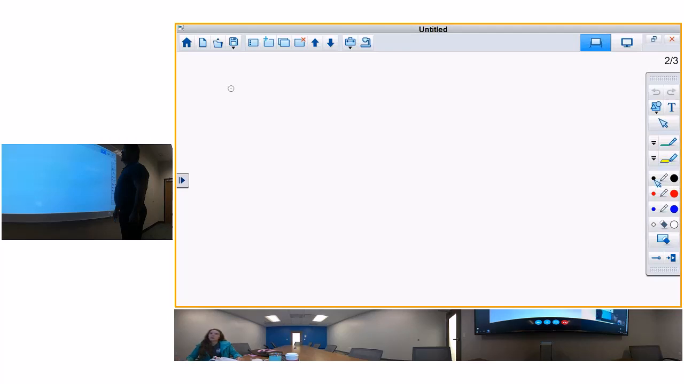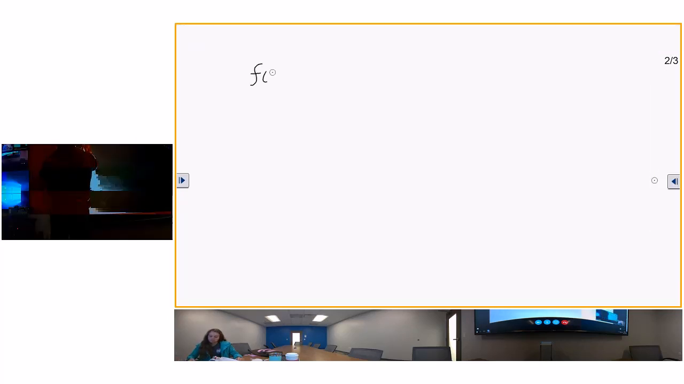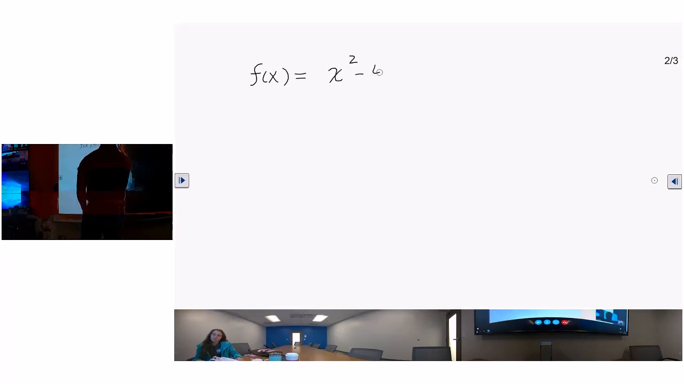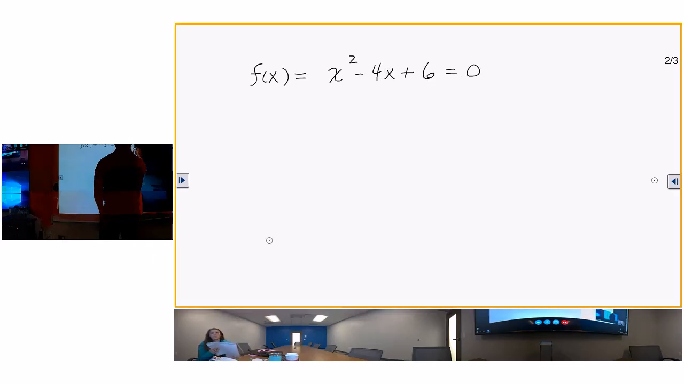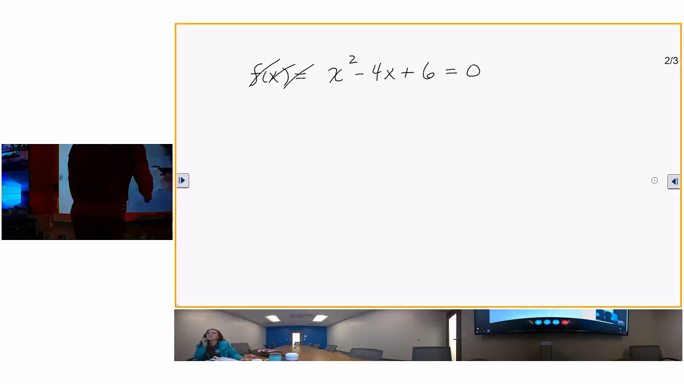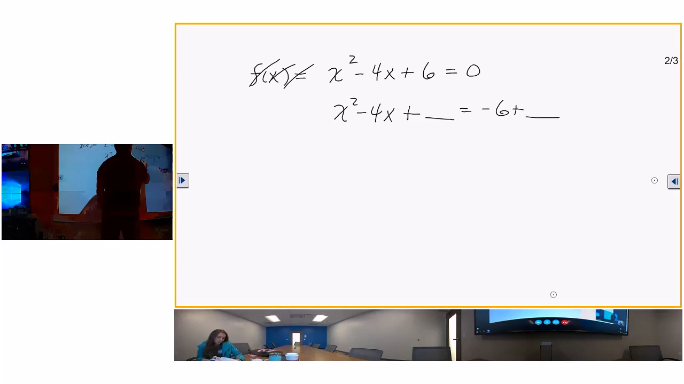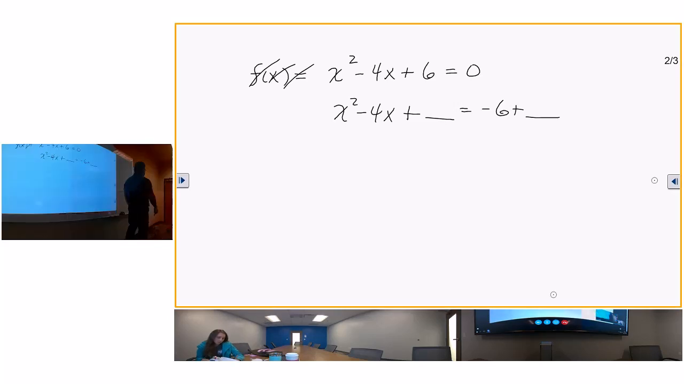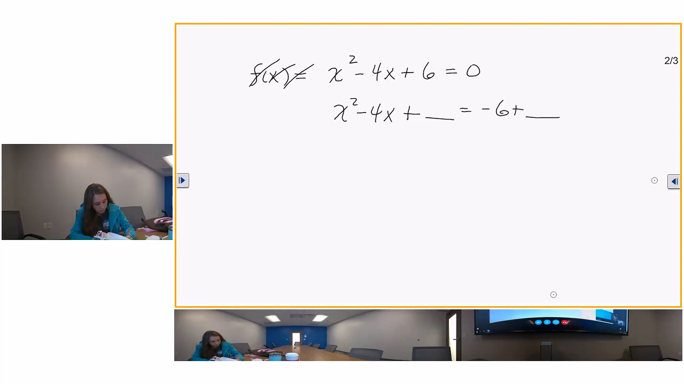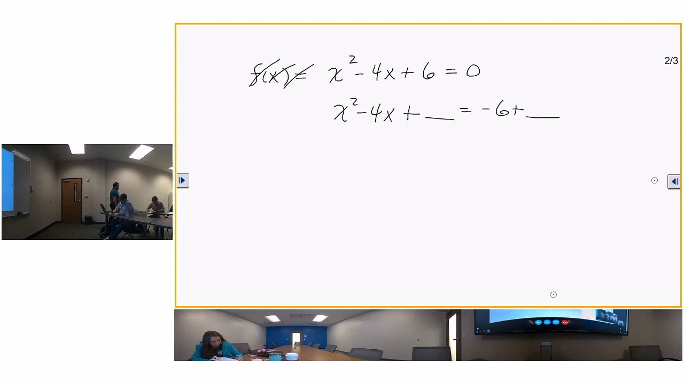Okay? Okay. So let's go with f of x is equal to x squared minus 4x plus 6 equals 0. Of course I don't worry about that because you don't need it. So what do I do first? Move the 6. All right, I'm going to let y'all finish it. I'll give you a hint. Half of 4 is 2, 2 squared.